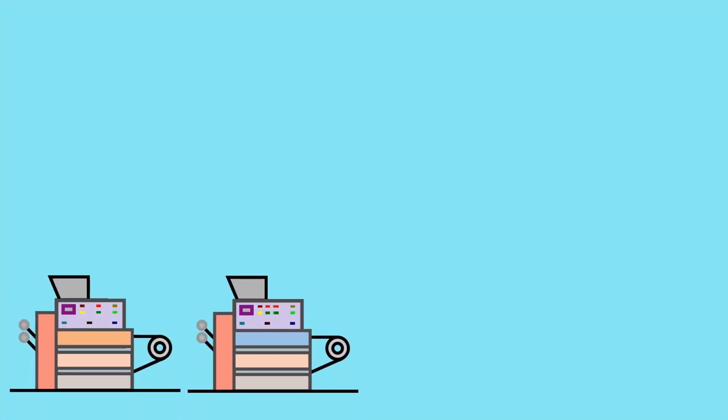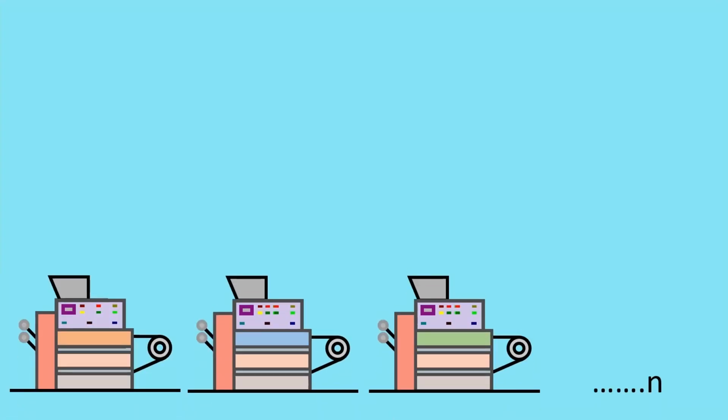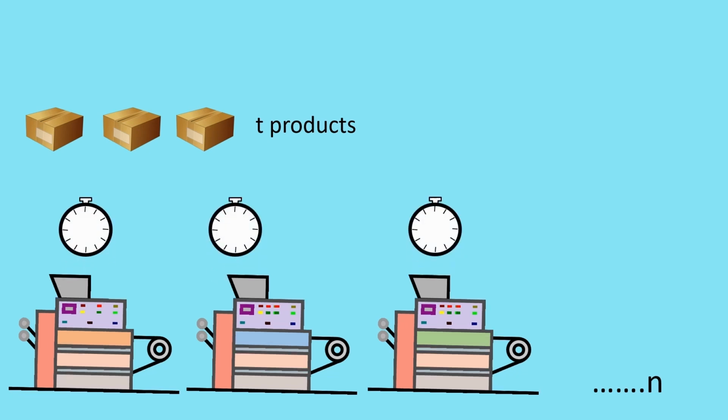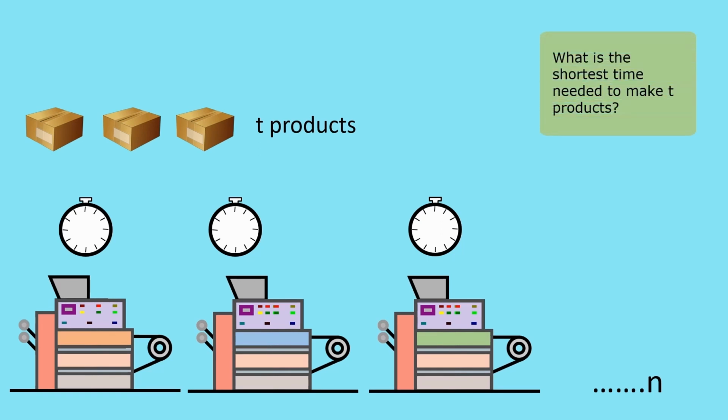There is a factory and it has n machines in it. And these machines can be used to make products. Our goal is to make T products. And for all these machines, we know the number of seconds it needs to make a single product. Also, these machines can simultaneously run. We need to find what is the shortest time needed to make T products.